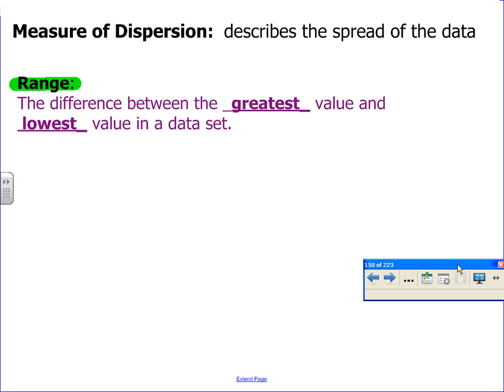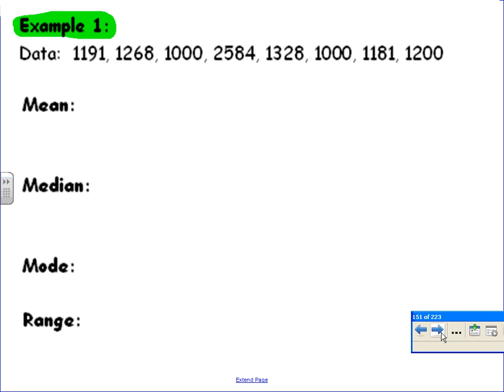Okay, so again, range is a measure of dispersion. In trig and pre-calculus, you will learn about some other terms that also mean measure of dispersion, such as standard variation and standard deviation. Okay, so let's do an example. We need to find the mean, median, mode, and range of this data. Before we do that, what should we do with the data set? Charles, what should we do? Yep, let's put them in numerical order.